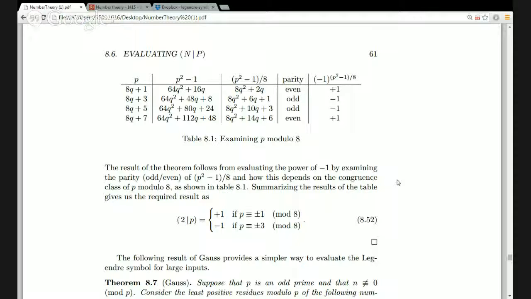Okay. So that's good. Now we've still got in our focus over the next few lectures the law of quadratic reciprocity, which we're working towards.